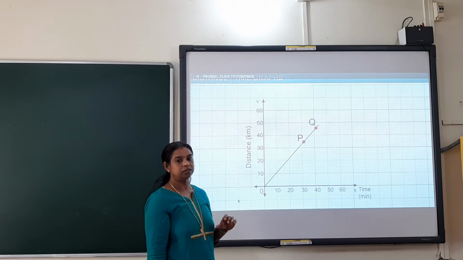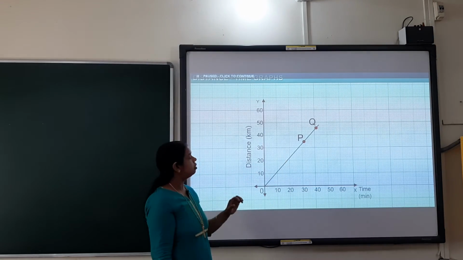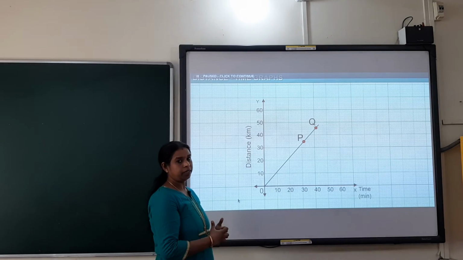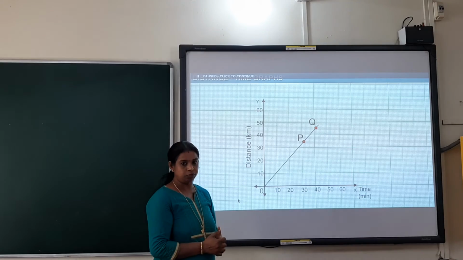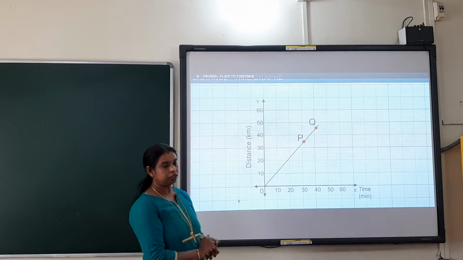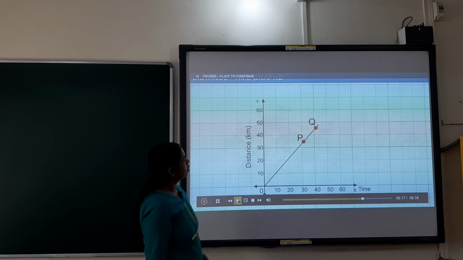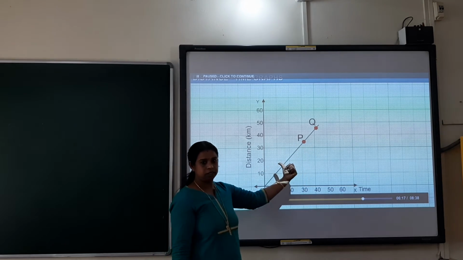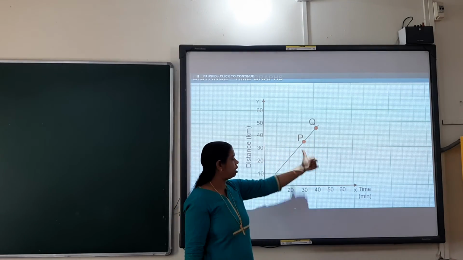Now how to find the slope of the graph. I told you the slope of the graph represents what? The speed of the object. Then how can we find the slope from the graph? Here we can take any 2 points. Here P and Q are any 2 points in the graph.